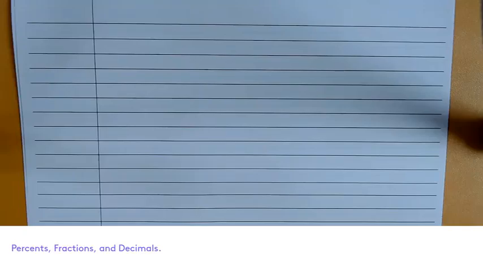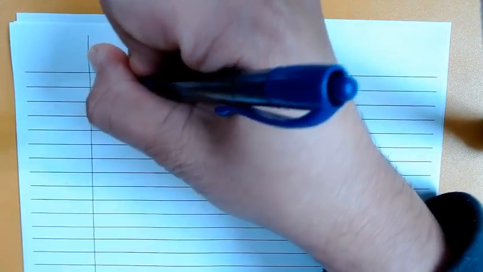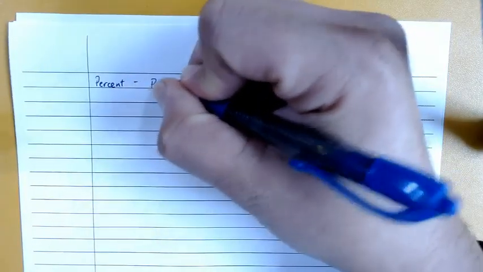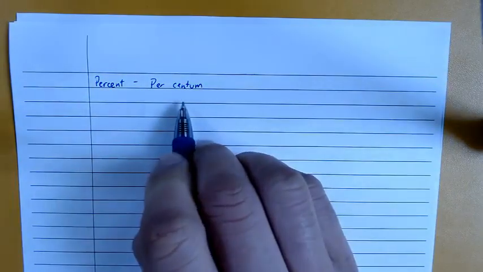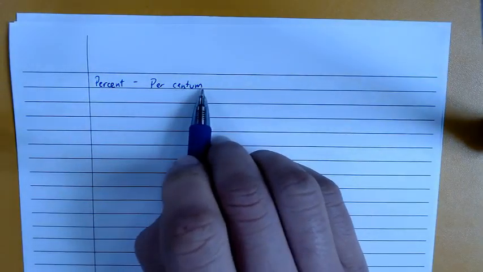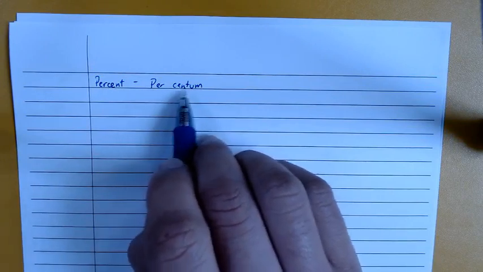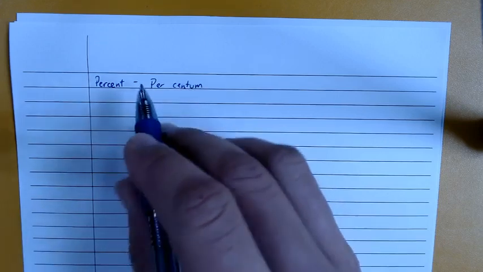Let's talk about percents, fractions, and decimals. We begin by looking at the word percent. Percent comes from percentum, a Latin phrase meaning for every 100. Anyone who speaks any of the Romance languages, Spanish, Italian, you may recognize that as por cien, for every 100. That's what percent means. Percent means out of every 100.